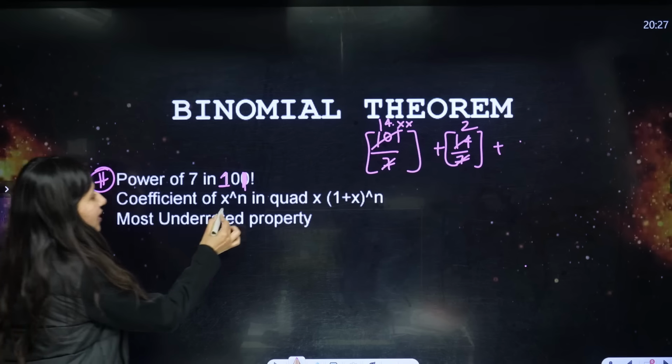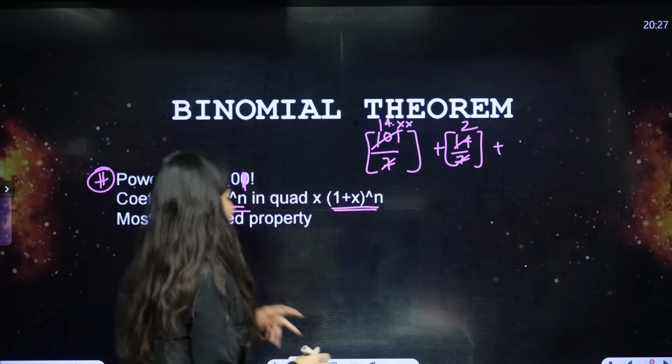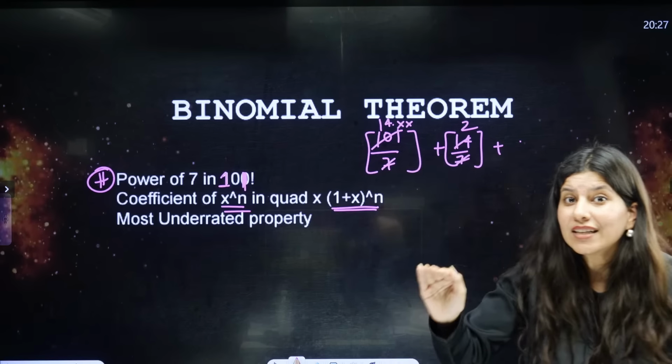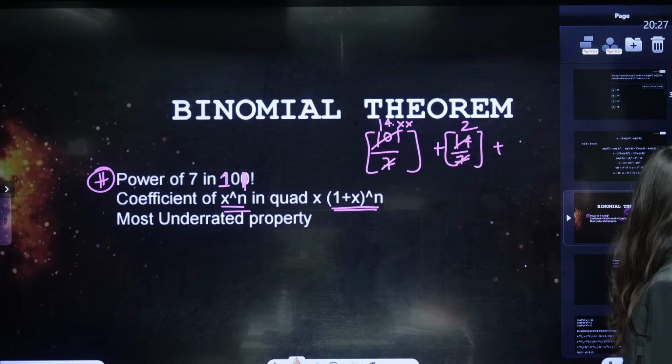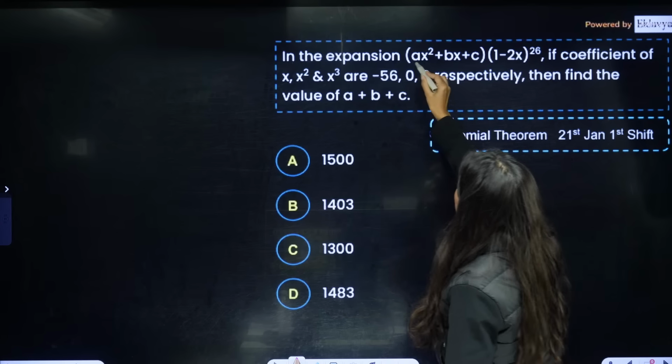Correct, coefficient of x^n in (quadratic) into (1 plus x)^n. And the most underrated property, let me explain all three categories nicely. I am not rushing over here, please understand. In the expansion of this, this is fixed.